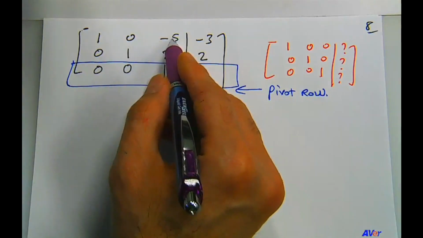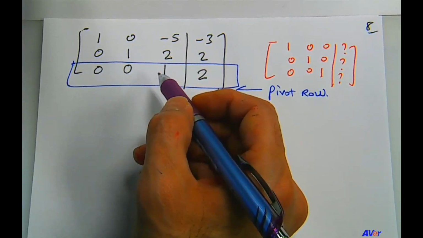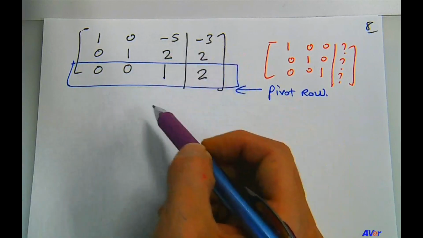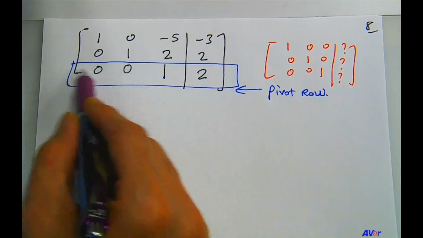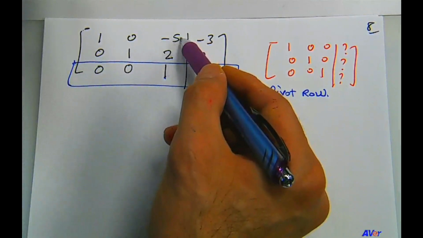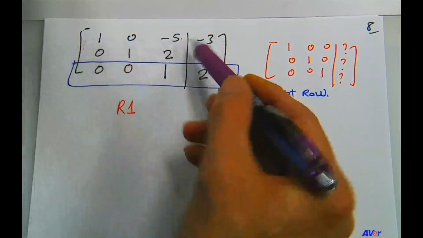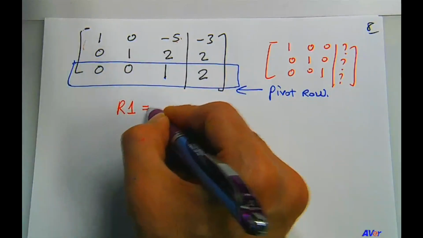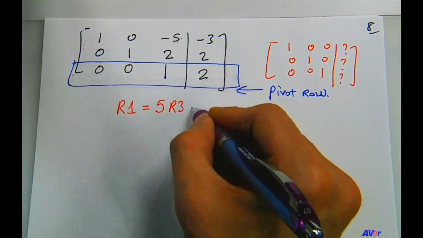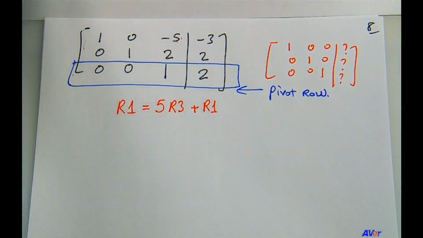Okay, to convert the negative 5 to 0, what do we need? We need to add a positive 5 to this, right? But where is the positive 5 going to come from? It's going to come from multiplying the pivot row by 5 and adding it to that. So row 1, which is the row we're going to change because of this negative 5, is equal to 5 times row 3, which is the pivot row, plus row 1, which is the row we're changing.